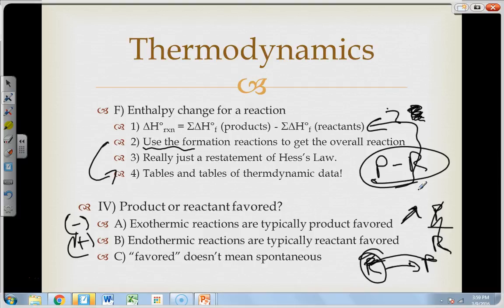Keep in mind that the word favored doesn't mean that it's spontaneous. Just because something is product favored doesn't mean it's automatically going to go to the products. It just means that it's likely to do that. We bring this up especially because delta H, enthalpy, is not a measure of spontaneity. It's a factor in spontaneity. It just tells us if we're favored or not favored.